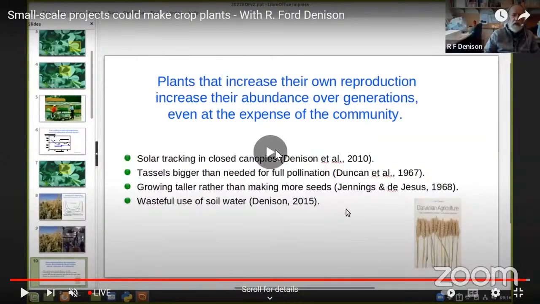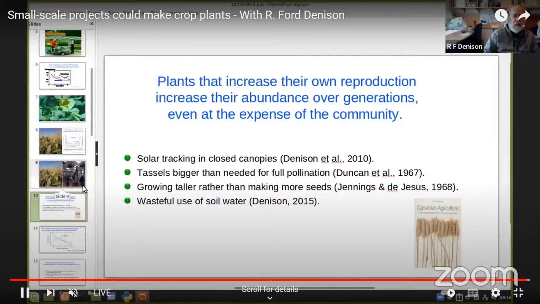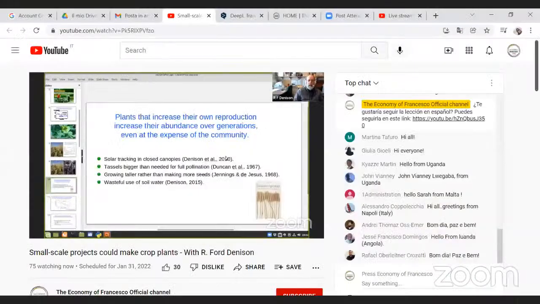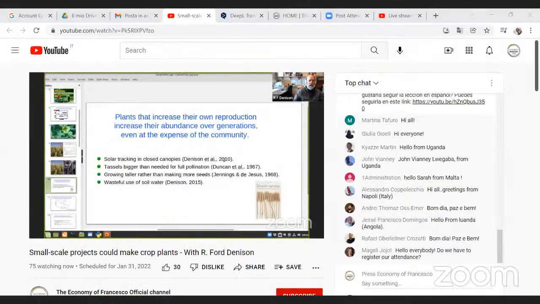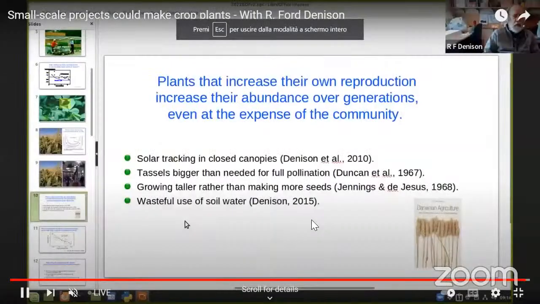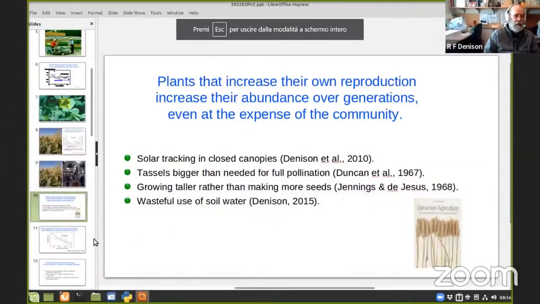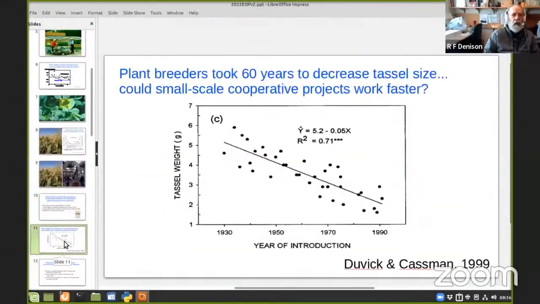There are lots of other examples in my book, Darwinian Agriculture. I'll mention that at the very end, I will just quickly show the citations for all of these cited references. So those will be in the YouTube. You won't have to guess the references.